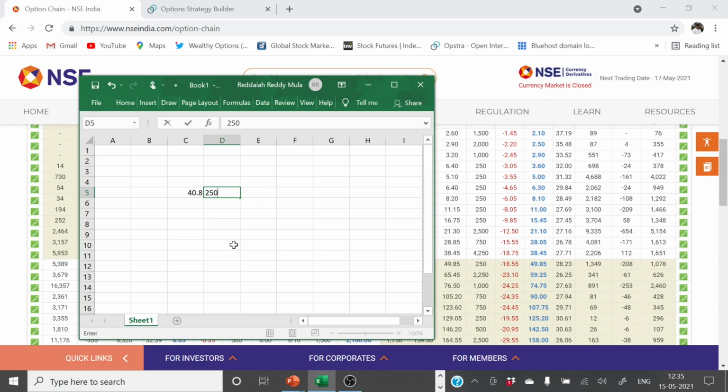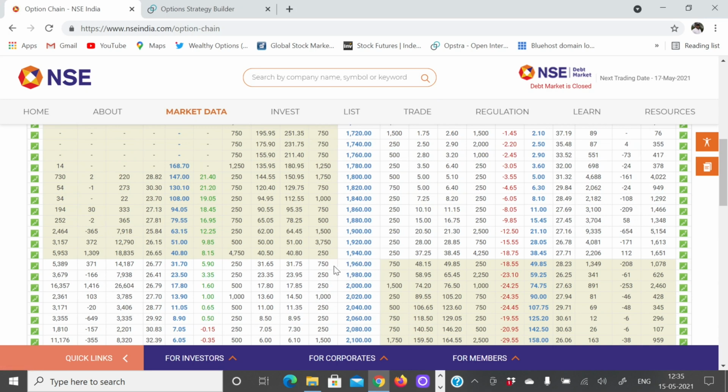Okay, and one lot is equal to 250 shares, which works out to 10,200 rupees. However, this trader has only 10,000 rupees in his hand to get into this trade. So in this case, he will not be able to buy this particular contract.